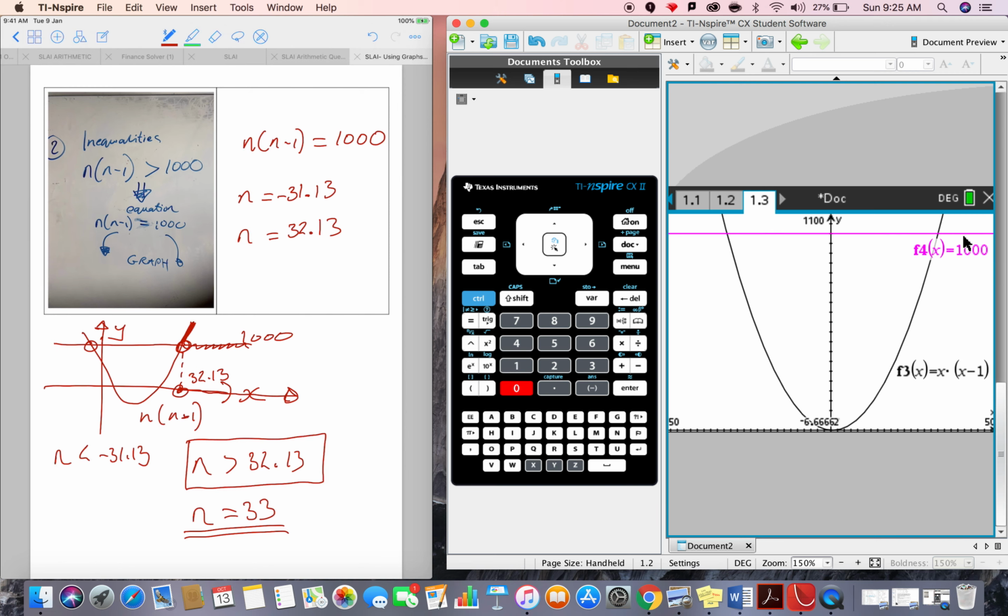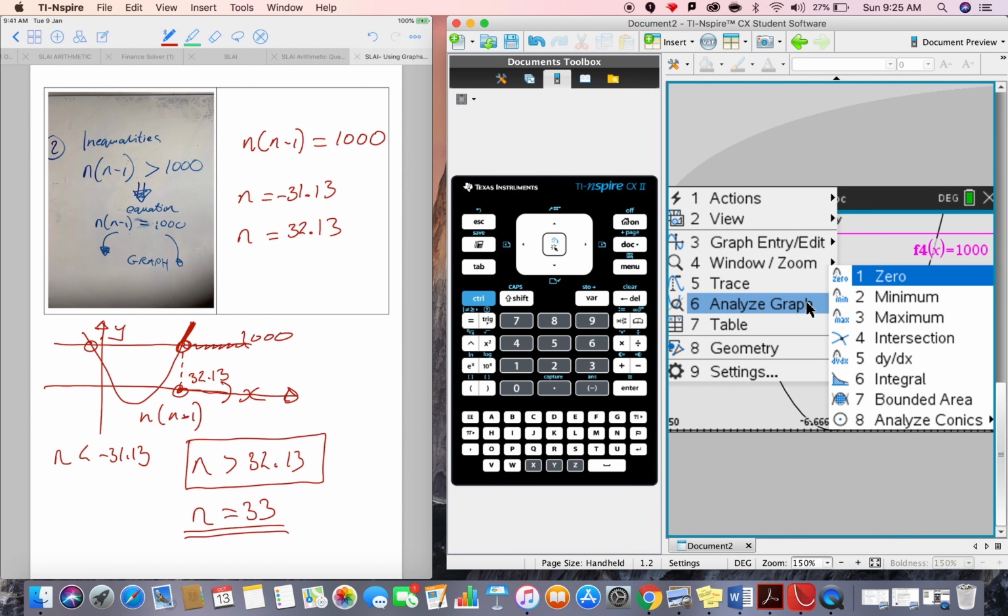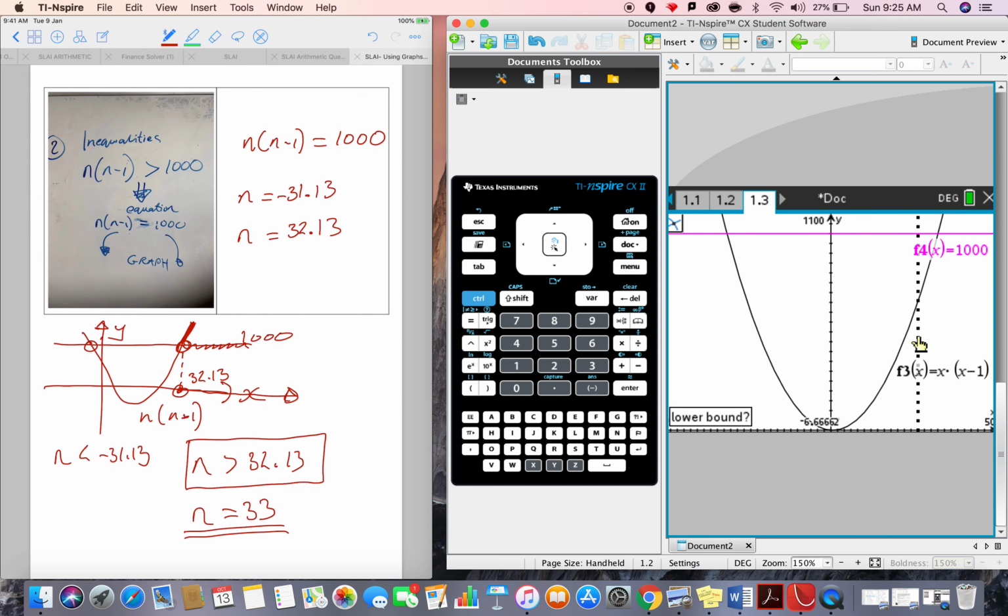I'm going to search on the positive one first. Menu, analyze graph, intersection, before, after, and look, we've got the same result. And because I took time to draw a graph before, you can understand what that 32.12 means and how we then weave it into the final answer.